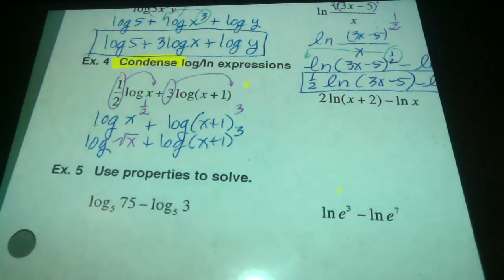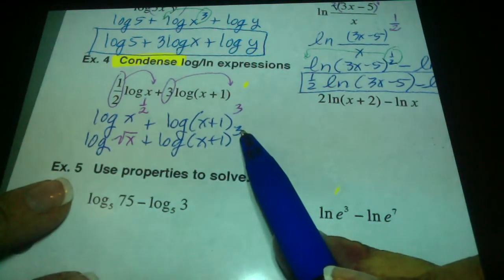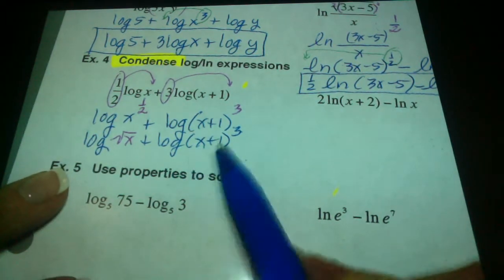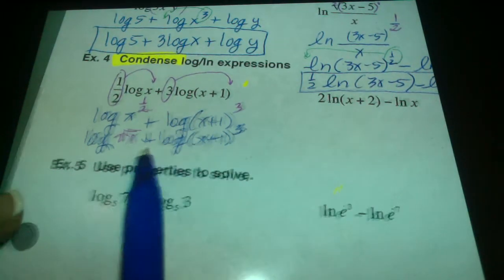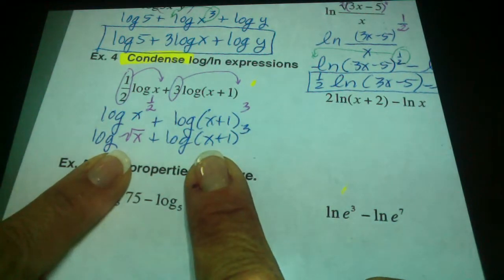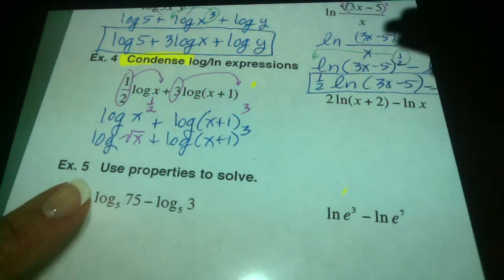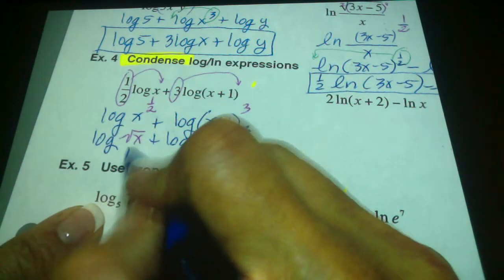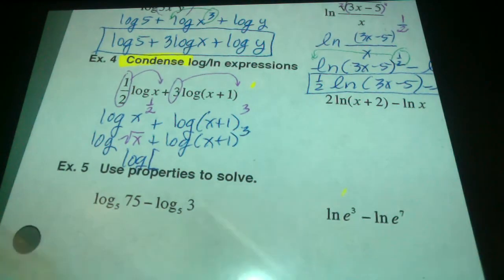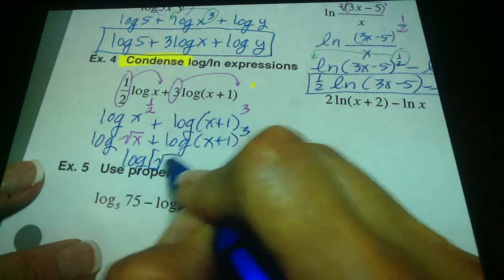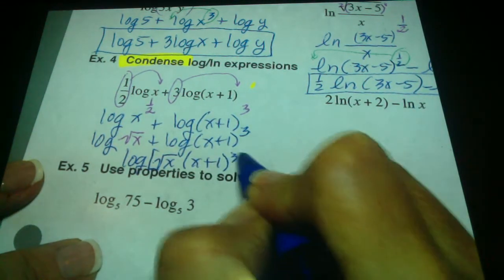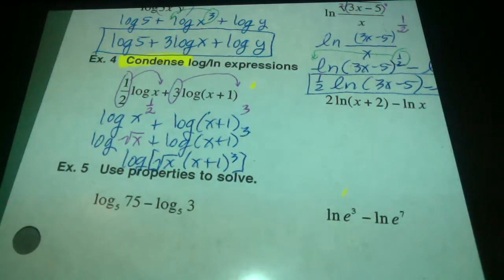We cannot distribute this cube into the x and the 1. It doesn't work that way, only if there was all multiplication in here. Now we have addition. What do we do with these two pieces, the square root of x and (x plus 1) cubed? Multiply them. So we have the log of, and I personally am going to use brackets, to make sure the powers that be understand that it's the square root of x times (x plus 1) cubed. So this is my final answer for that one.